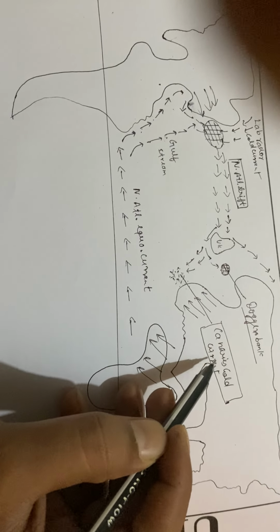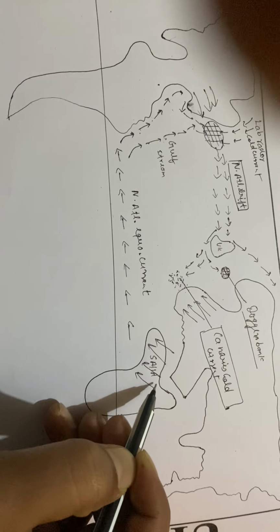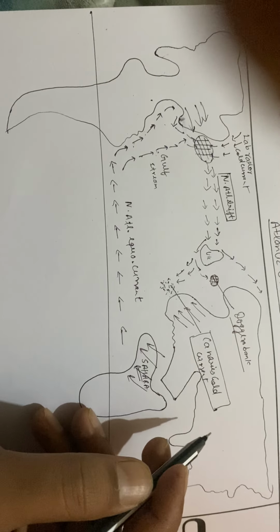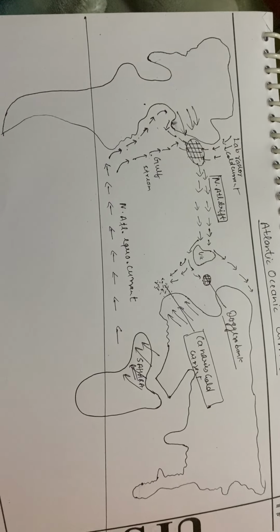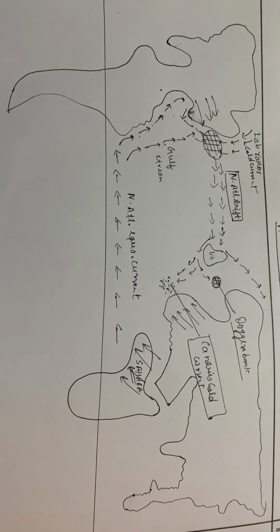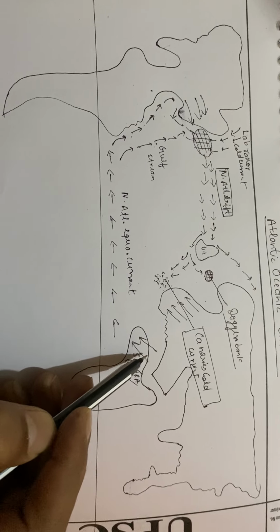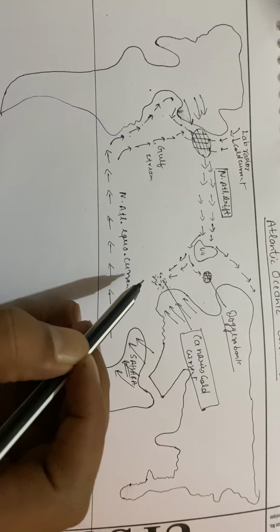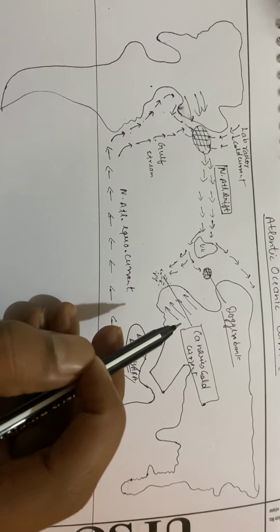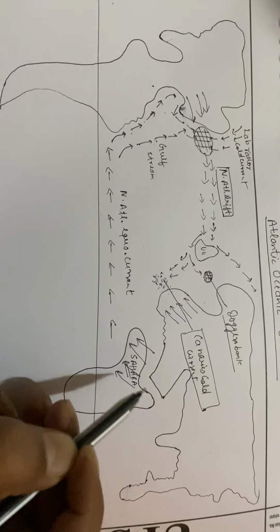Due to the Canary cold current, here you will find the Sahara Desert. Simply, in a prelims examination, something is put up like this: in which cold current is the Sahara Desert formed? You will answer the Canary cold current. Okay. If cold upwelling occurs in any place, then there must be an arid, that is desert, area.